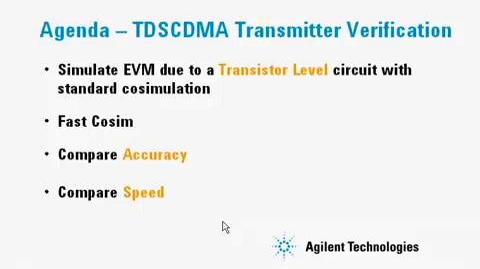In this demo, we will describe simulation of a TD-SCDMA transmitter. We will simulate the error vector magnitude due to this transmitter, and also include a transistor-level circuit in the simulation to do the co-simulation. We will compare the results obtained on accuracy and speed between Fast Cosim and Standard Cosim.